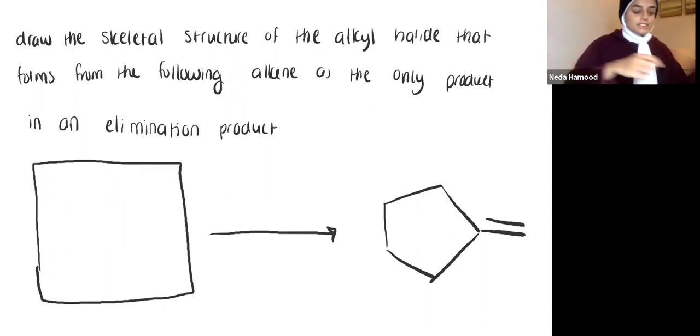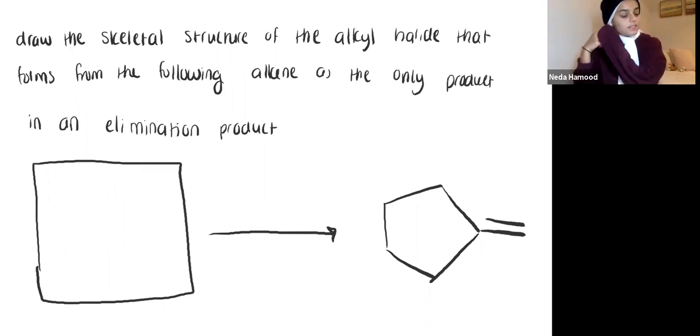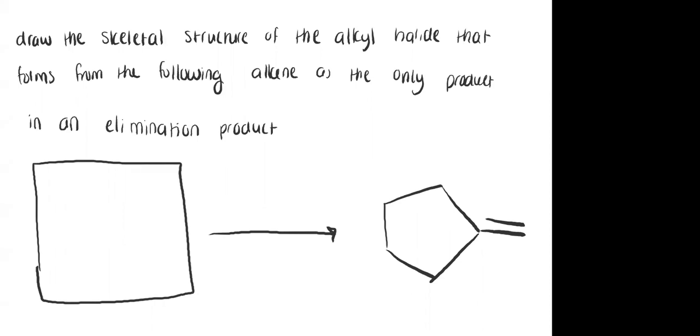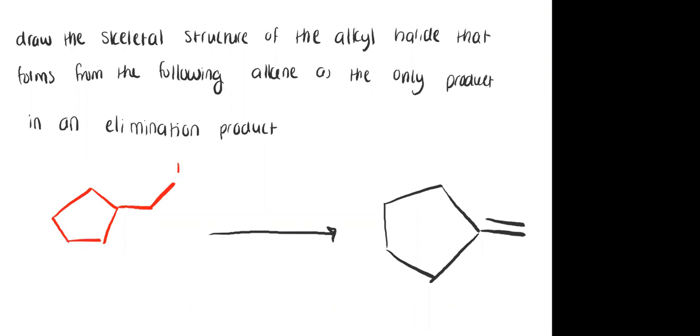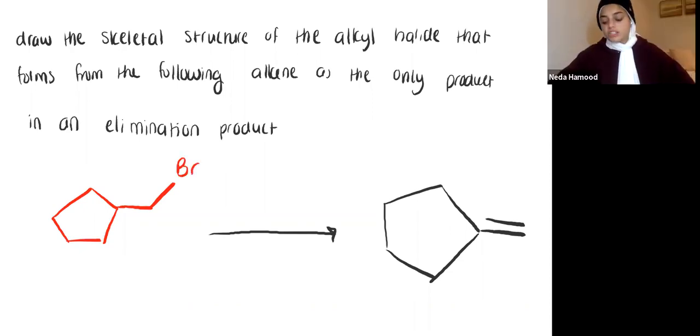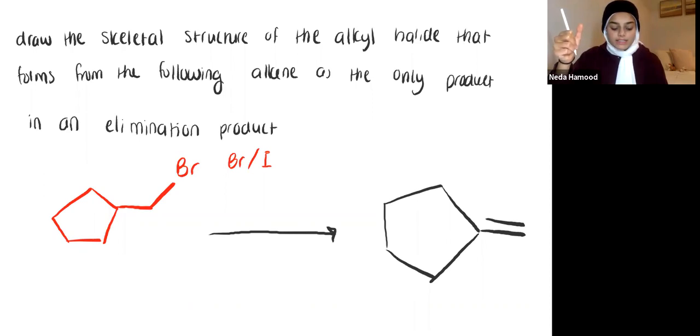Okay, anybody have an answer for me? Would it be like the same pentagon, but with like an ethyl group coming off of that side as the only product? That is a really good thought. So are you saying that it would look like this? Yes. Awesome, awesome. And then over here we would have a halogen. So maybe we would have like a Br or an iodine. So yes, that is what it would look like.